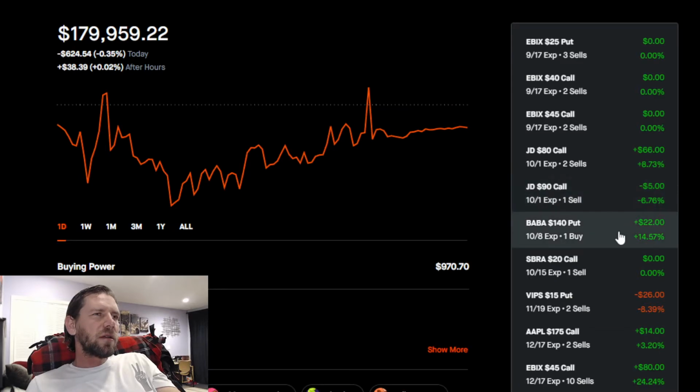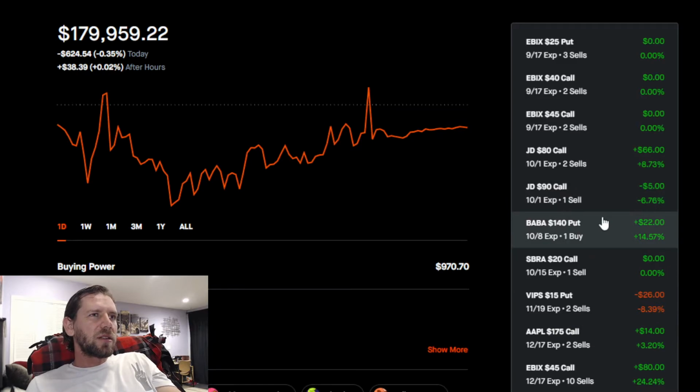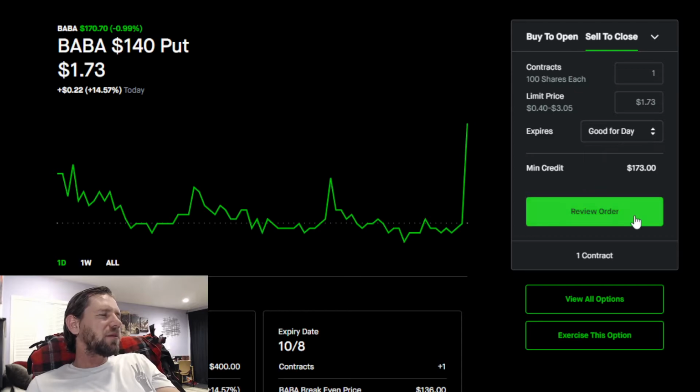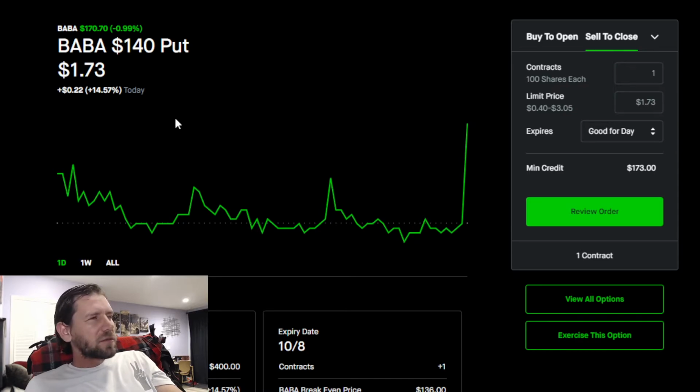How about some JD options? So recently I sold a Baba put. Okay, let's look at that one. So Alibaba, it's a $140 strike price. So how do we convert that into how much capital we need? Well, we move the decimal point two places to the right. So that means we would need $14,000 up front in order to lock away, in order to collect income from selling this option. It's the first thing we gotta know.